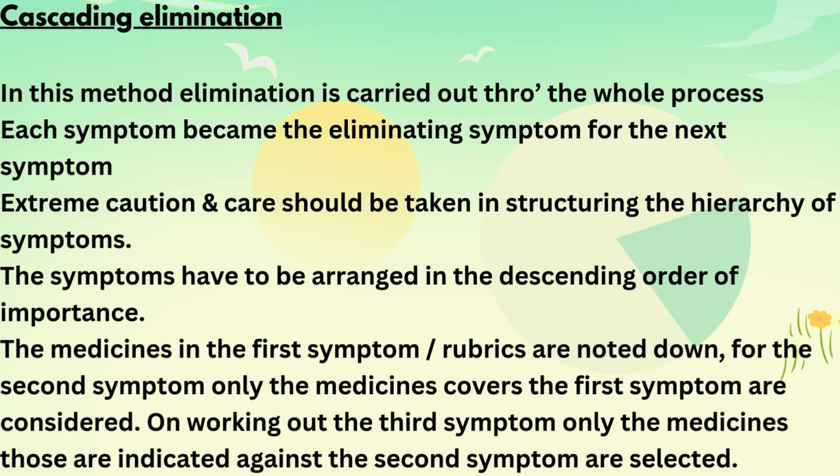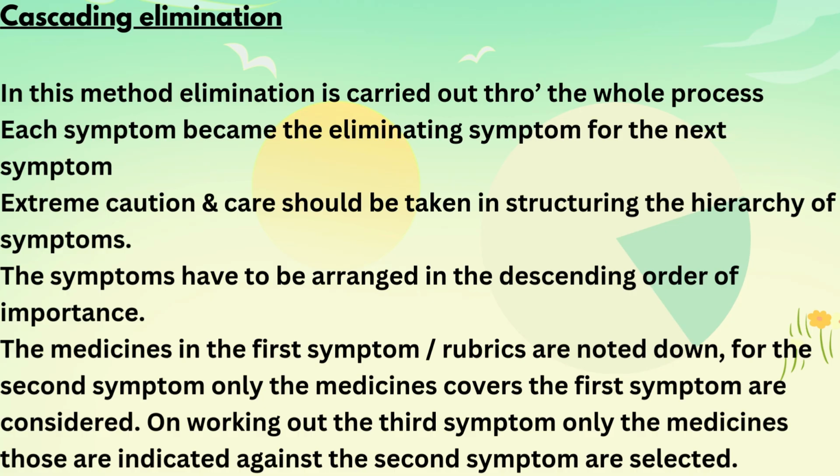Cascading elimination. In this method, elimination is carried out through the whole process. Each symptom becomes the eliminating symptom for the next symptom. Extreme caution and care should be taken in structuring the hierarchy of symptoms. The symptoms have to be arranged in the descending order of importance. The medicines in the first symptom rubrics are noted down. For the second symptom, only the medicines covering the first symptom are considered.